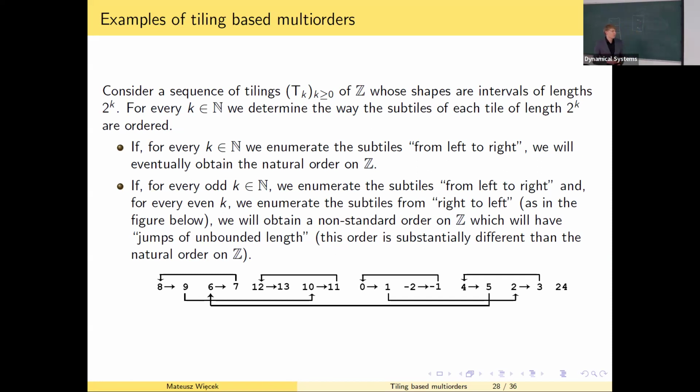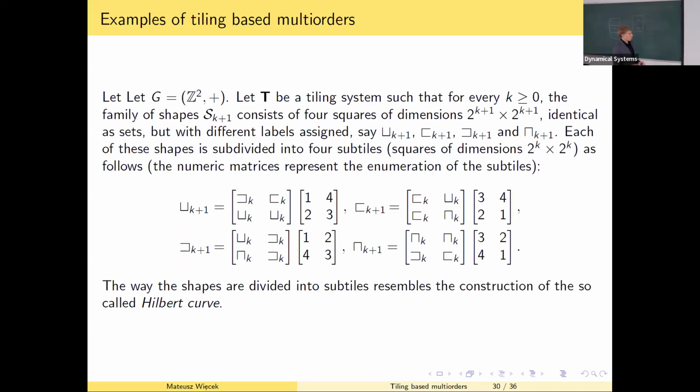Okay, so this was an example on Z, but here is another example on the group Z square. The construction of this example resembles the construction of the Hilbert curve, but of course the Hilbert curve eventually fills the whole plane, while here we only stop at the elements of Z square. So let T be a tiling system such that at every level k, our collection of shapes consists of 4 identical squares of dimension 2 to the power k times 2 to the power k, only labeled differently. For example, we use such labels, these horseshoes oriented in different directions, and we distinguish them. Each of these shapes can be subdivided into 4 shapes from the lower level according to this recipe, and in the numeric matrices we have the ordering of the subtiles in this manner.